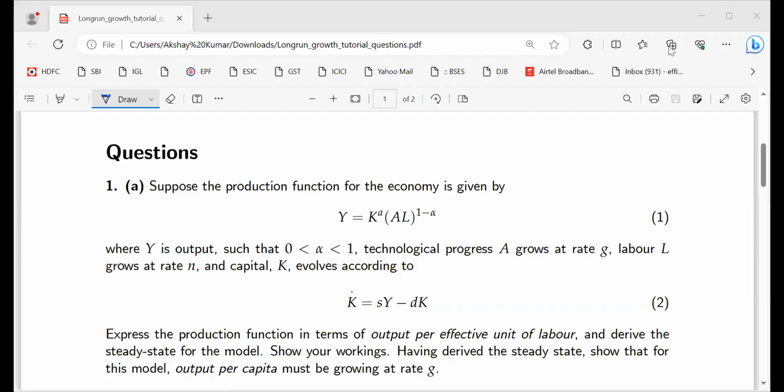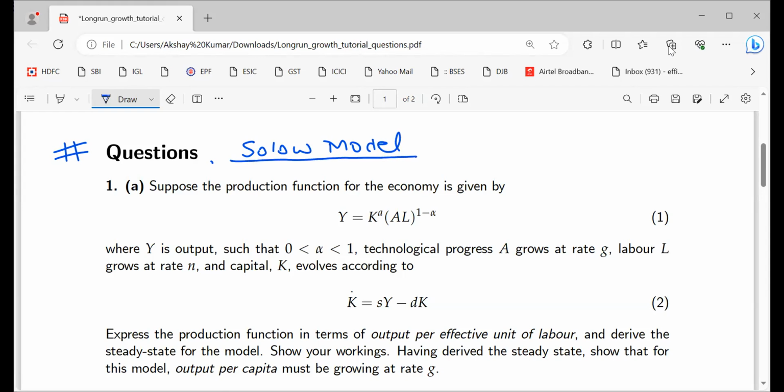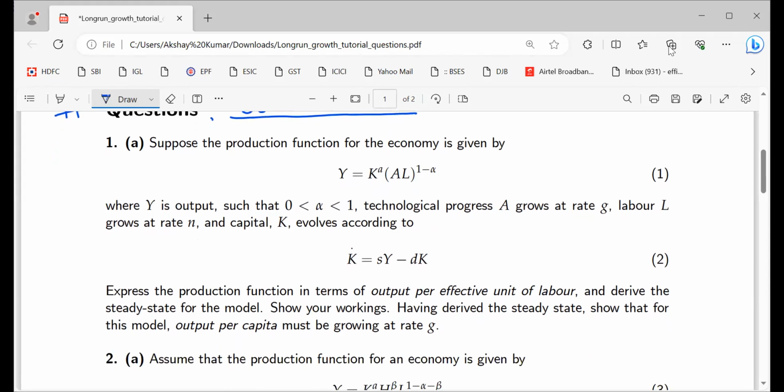Okay, I hope I'm audible to all students who are attending this lecture of intermediate macroeconomics. In this particular lecture, we intend to look at some numerical problems based on the Solow model, which we have covered theoretically in our lectures in intermediate macroeconomics. So let's look at the first problem.